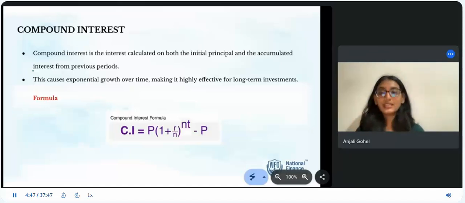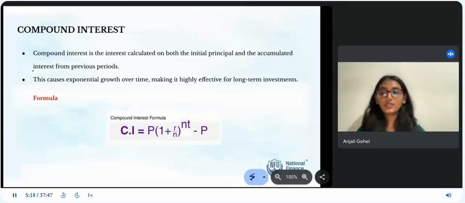In simple interest, even for the second year, I would earn interest on 10,000 rupees only. But in compound interest, I will earn interest on 10,300, which means the accumulated interest of year 1 is taken into consideration. So in year 2, the interest is calculated on 10,300 at 3% rather than on 10,000 rupees.